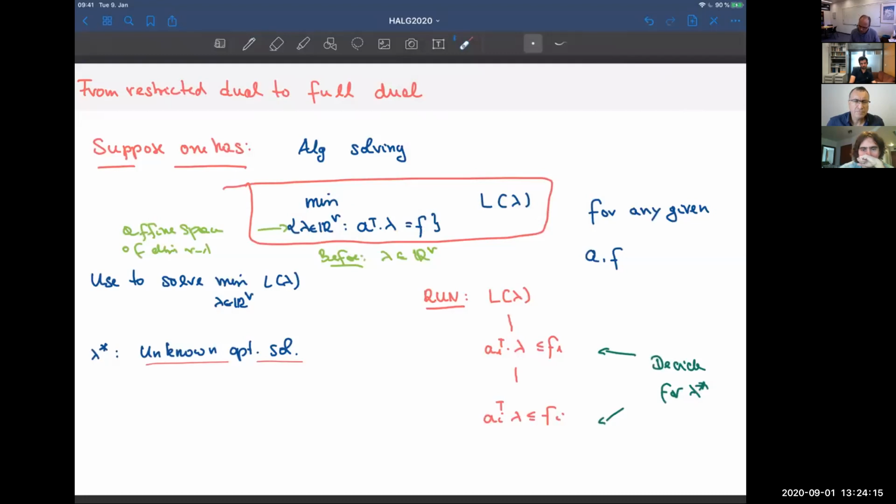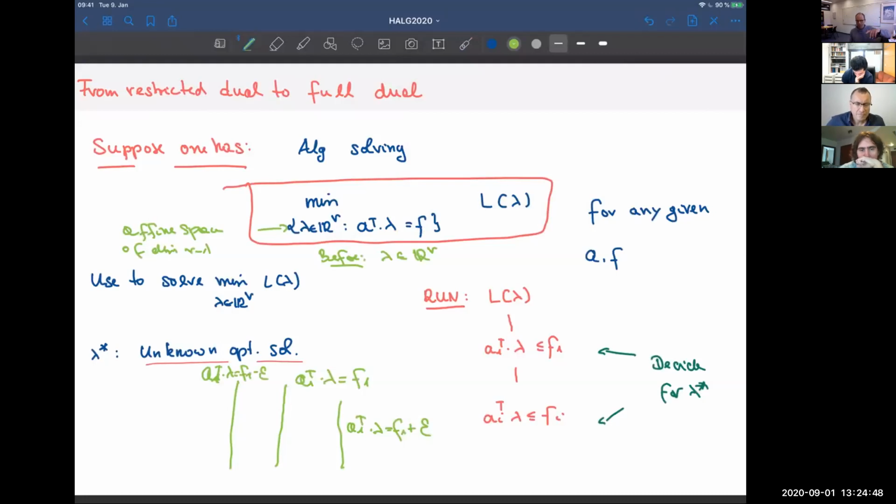Okay, suppose, for example, there is this query here coming in. Now let me explain to you how this works. So lambda star is the unknown optimal solution. So I have here my hyperplane, which is A1 transpose times lambda is equal to F1. Here I have the hyperplane A1 transpose times lambda is equal to F1 plus epsilon. And here I have the hyperplane A1 transpose times lambda is equal to F1 minus epsilon, okay?